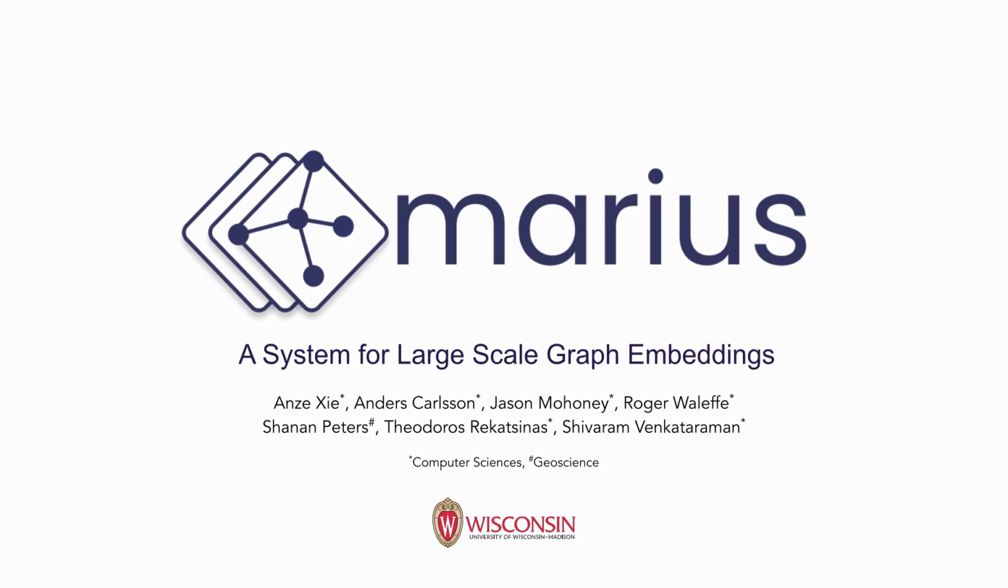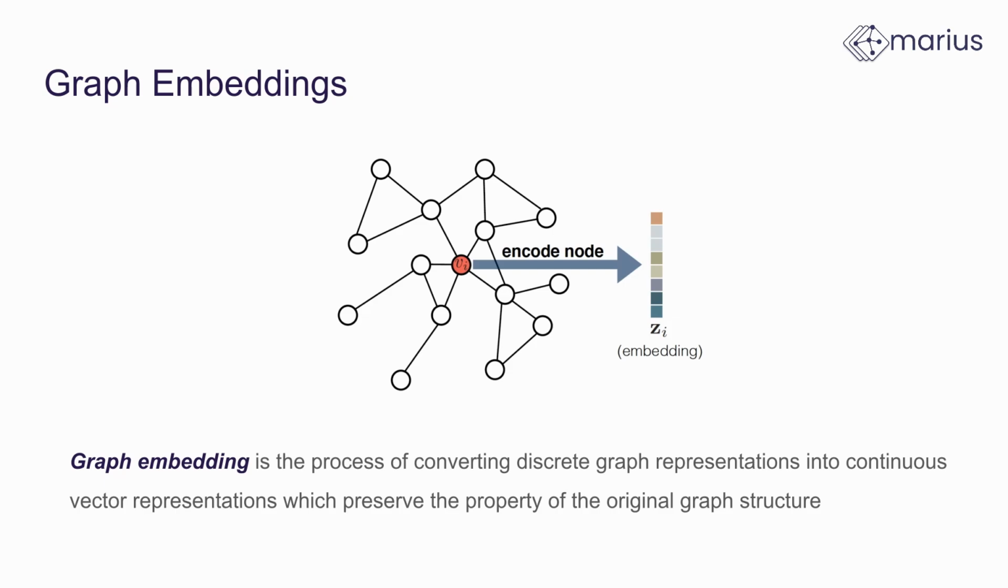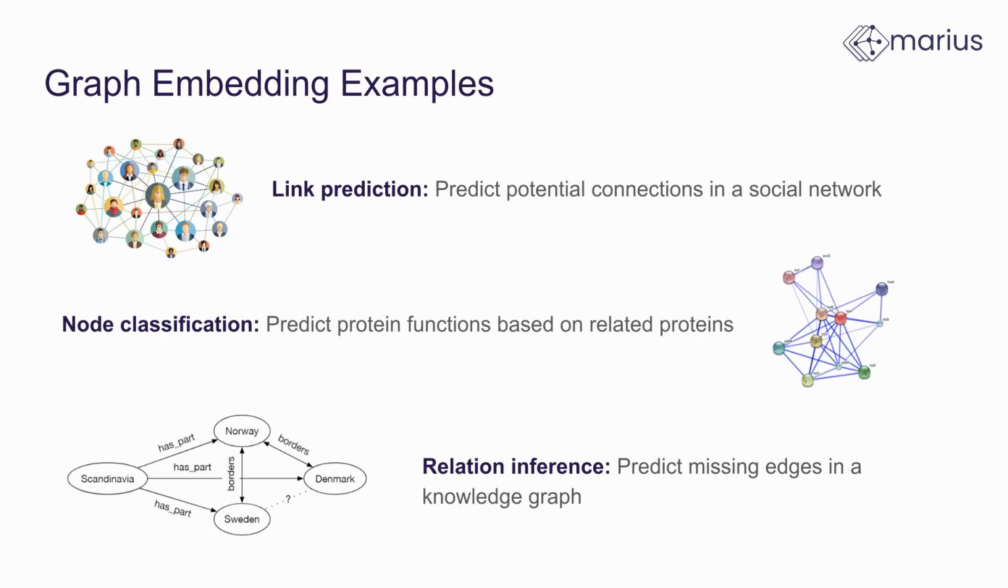Today we will be demonstrating Marius, an easy-to-use system designed to learn embeddings for massive graphs, all on a single machine. Graph embeddings are vector representations of nodes and edges reflecting the structure of the graph, such as information about neighboring nodes. The graph embeddings can be applied to generate valuable insights. For example, the embeddings for a social media graph can be used to perform link predictions such as suggesting a new friend, and those generated for a protein network can be used to predict the functions of unknown proteins.